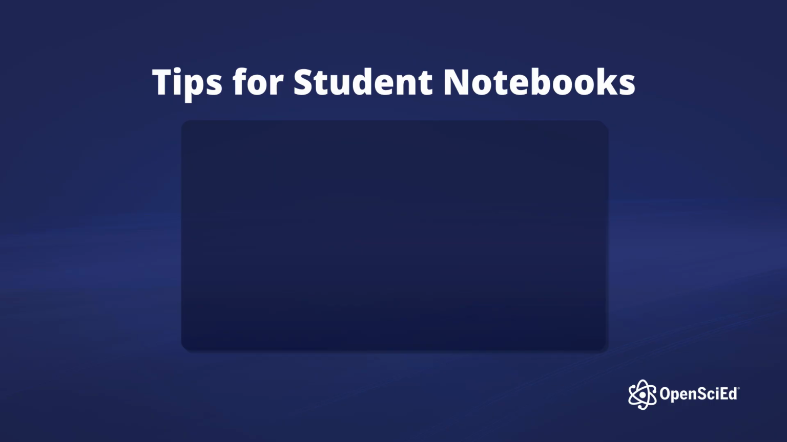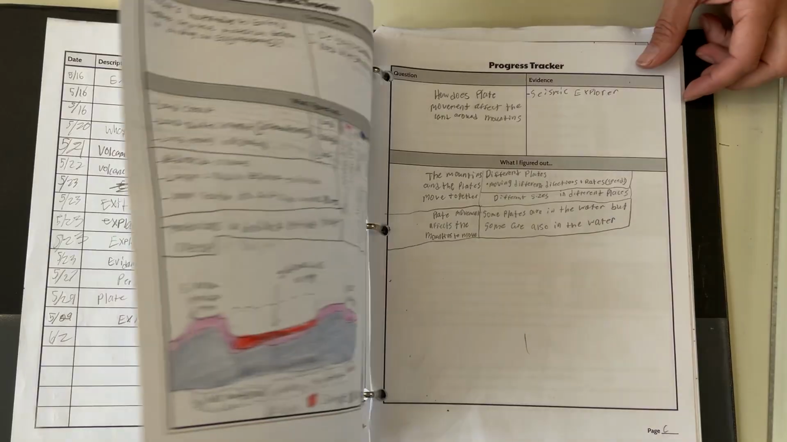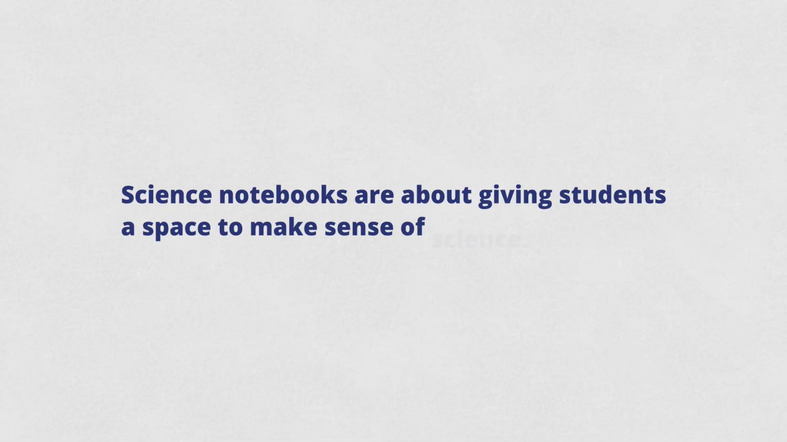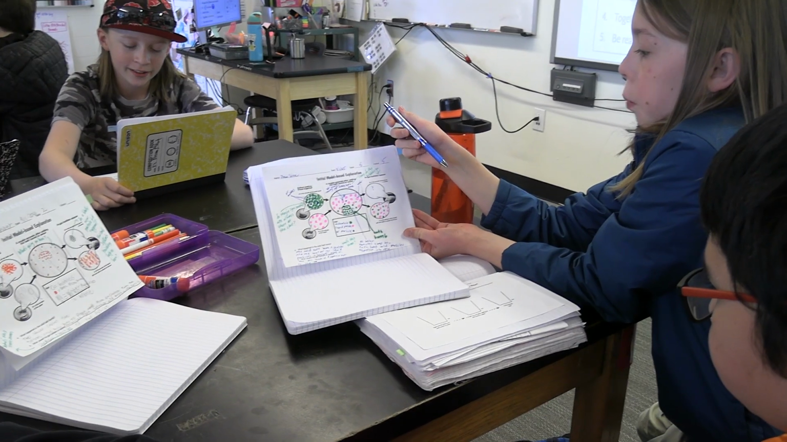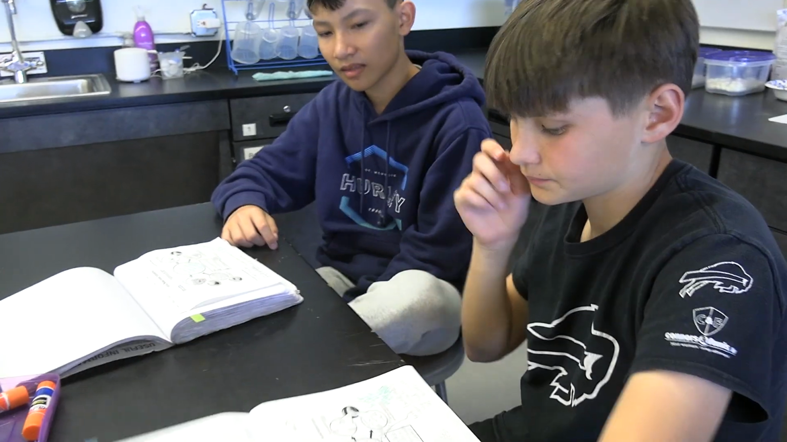First, and most importantly, make sure you understand the purpose of science notebooks. In OpenSciEd, notebooks aren't just about making sure students have all of the handouts and papers easily accessible, though a good notebook system can certainly help with that. Science notebooks are really about giving students a space to make sense of science. Writing, sketching, reflecting, and looking back at earlier ideas are all part of how students build understanding. They're not just capturing what they know, they're actively figuring it out.